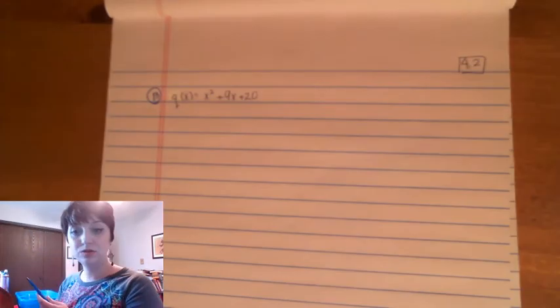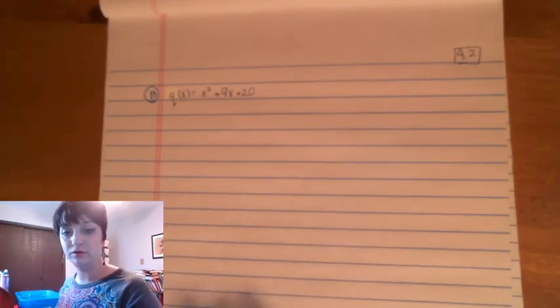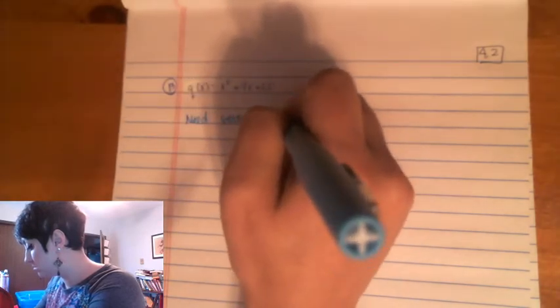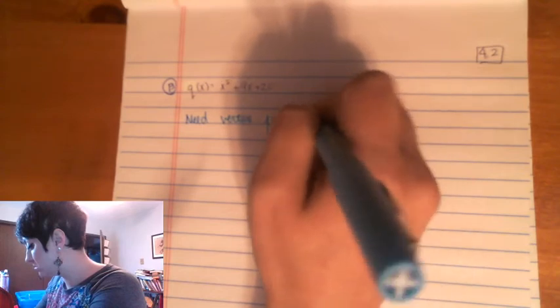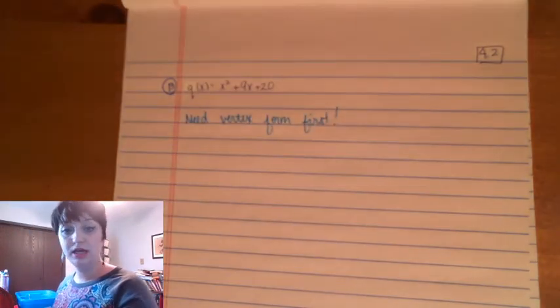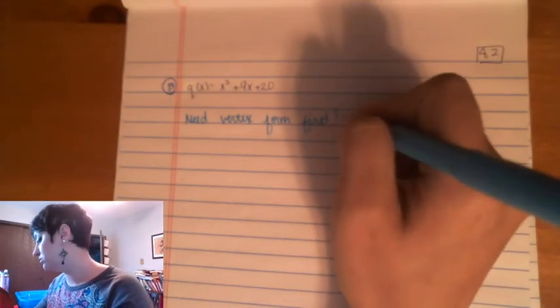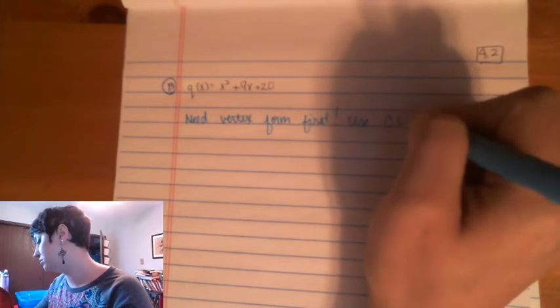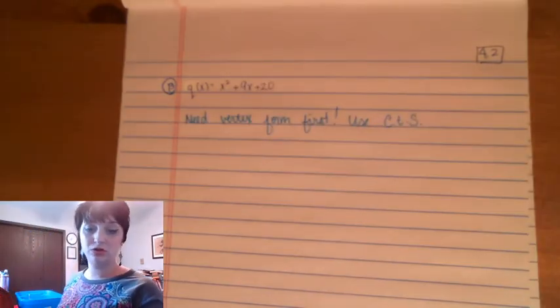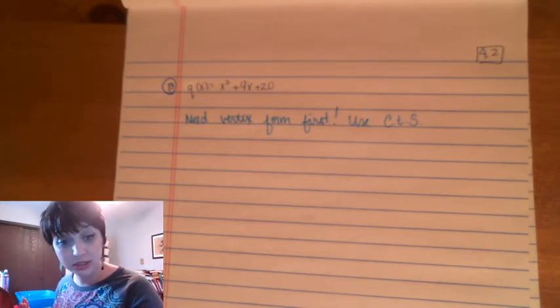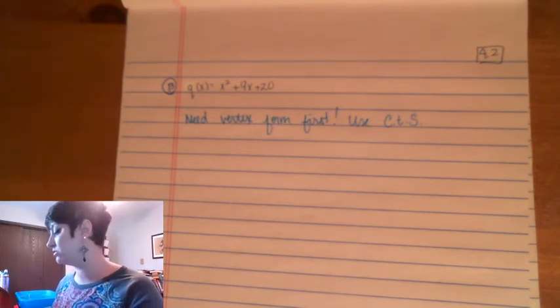All right, now on this one, you're not in the right form, right? So we need vertex form first. All right, so to get it into vertex form, we're going to be using completing the square. I said back when we first learned completing the square that I don't think completing the square is that useful for solving equations, but we need it for this vertex stuff.